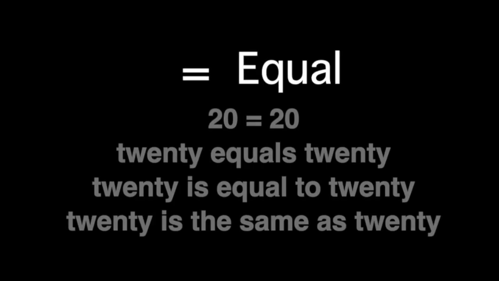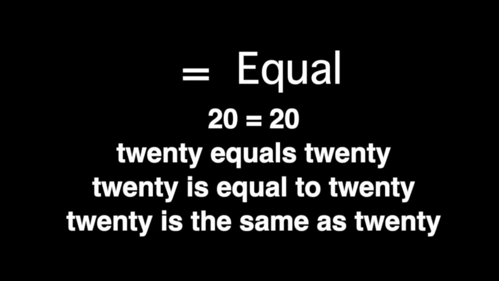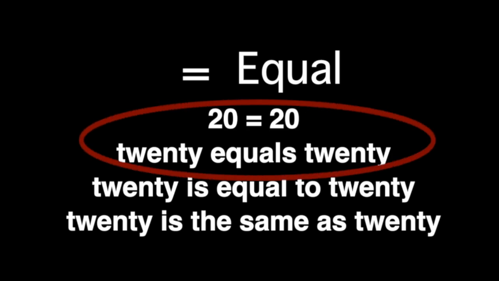Let's start with equals. Every equation is built around an equals. You can also say 20 equals 20, 20 is equal to 20, 20 is the same as 20. The first two are the most common.